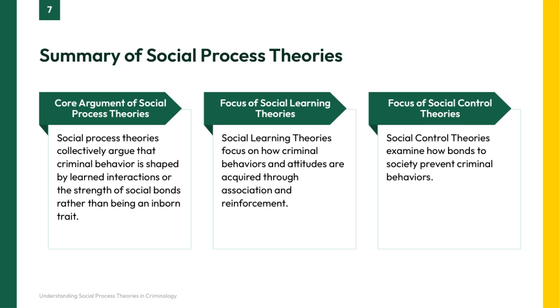On the other hand, social control theories focus on the flip side, how our connections to family, friends, and community act as a protective barrier, helping to prevent us from engaging in crime by fostering attachments, commitments, and involvement in conventional activities. Together, these perspectives highlight the powerful role of social environment and relationships in shaping behavior.